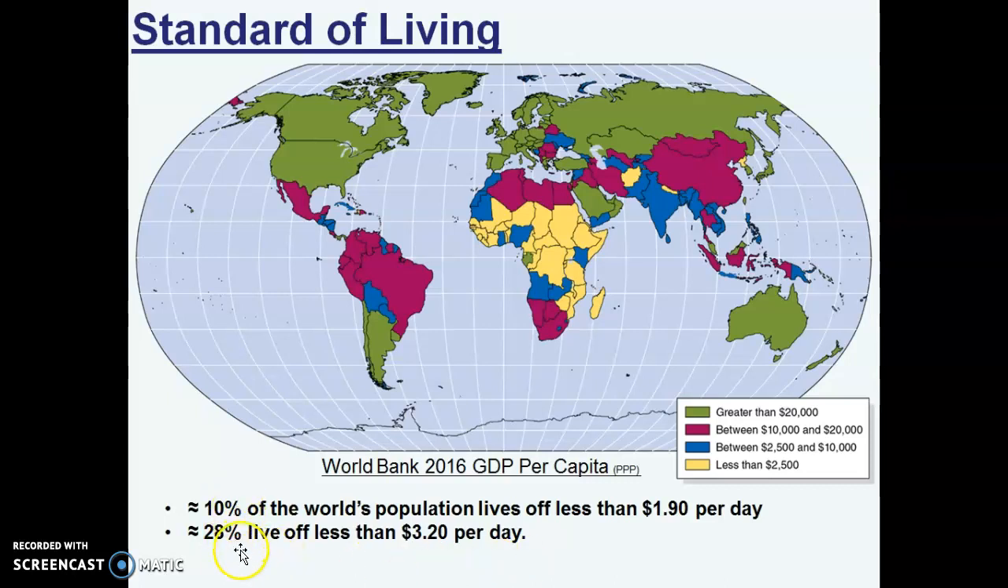Now, as dire as these numbers, or even the most recent data are, global poverty has been dropping dramatically over the decades. If you go back to 1990, this extreme poverty rate was actually close to 36%. So over a third of the world lived in extreme poverty.